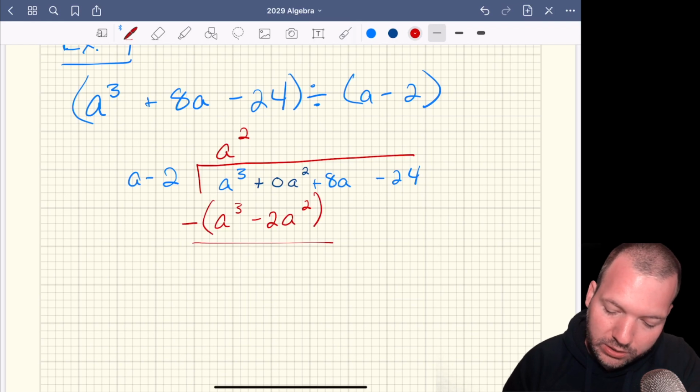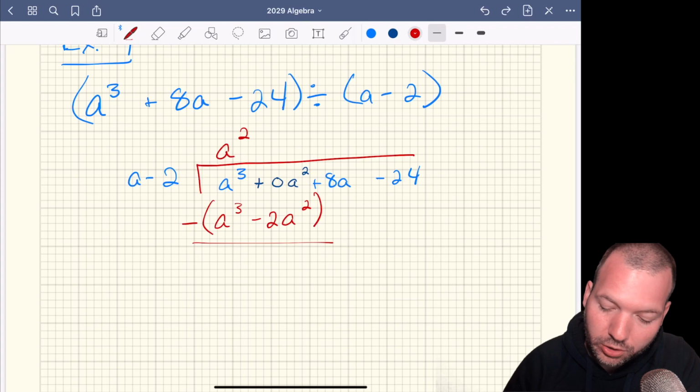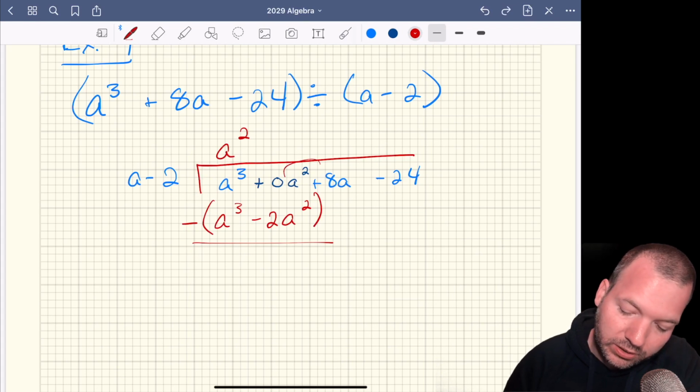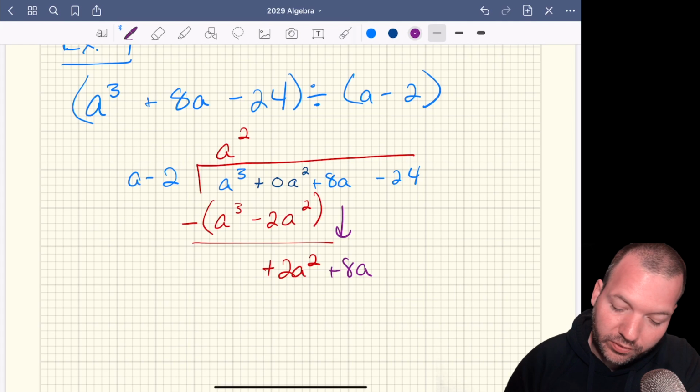And so we can go ahead and subtract: a to the third minus a to the third is 0. That should always happen. Those should always match. But then 0a squared minus negative 2a squared is positive 2a squared. And of course, we can bring down the plus 8a and then just continue the process from there.